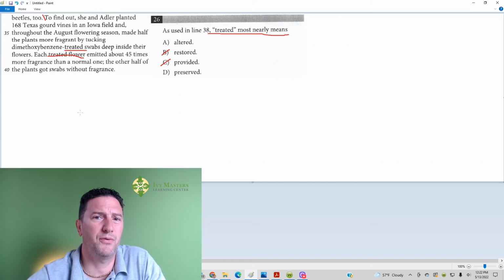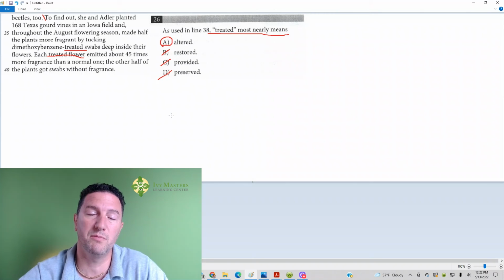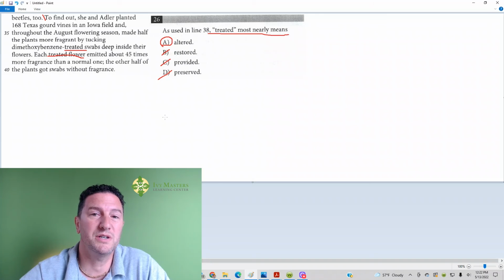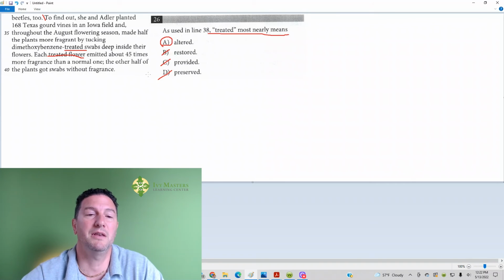So to preserve a flower, you might, I don't know, put it in the freezer, if that works, or you pour some chemicals on it or something like that, but we're not doing that here. The flowers are changed and are altered. How specifically are they changed? If they're given more aroma. Answer choice A, to be honest with you, I don't think it's the best word that would fit in place of treated here, but of these four answer choices, it's the best word. So that's what we choose as our answer.